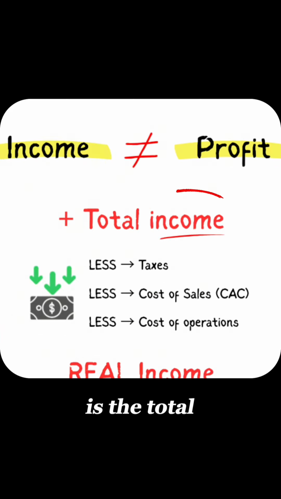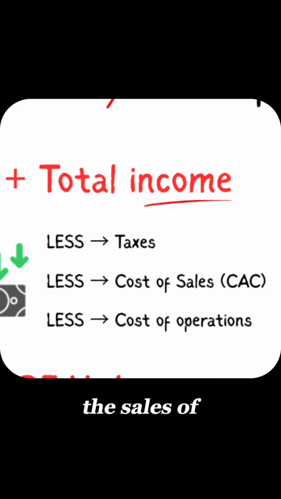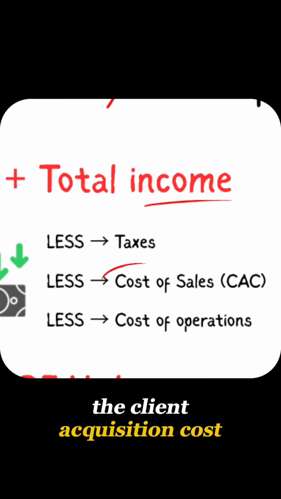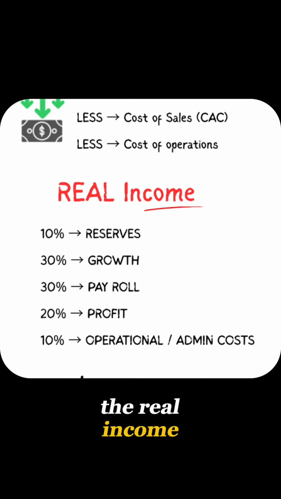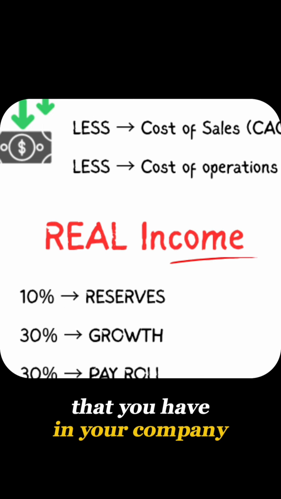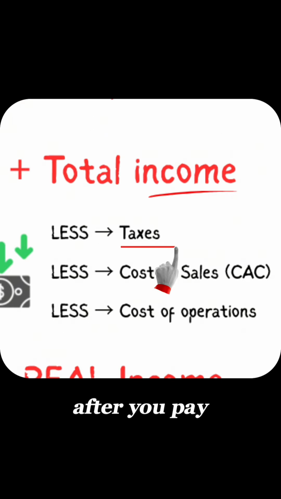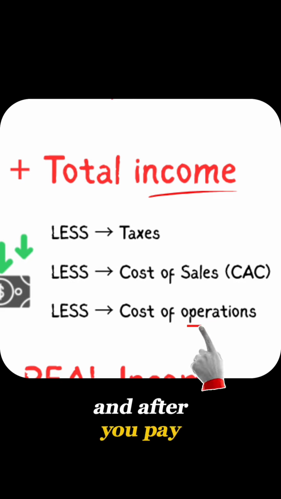The total income is the total amount of money that they have. From that total income, we have to subtract the taxes, the cost of sales, also known as the client acquisition cost, and the operational cost. Then after we subtract all of that, we're going to have something that I'm going to call the real income. The real income that you have in your company after you pay your taxes, after you pay your marketing, and after you pay your operations.